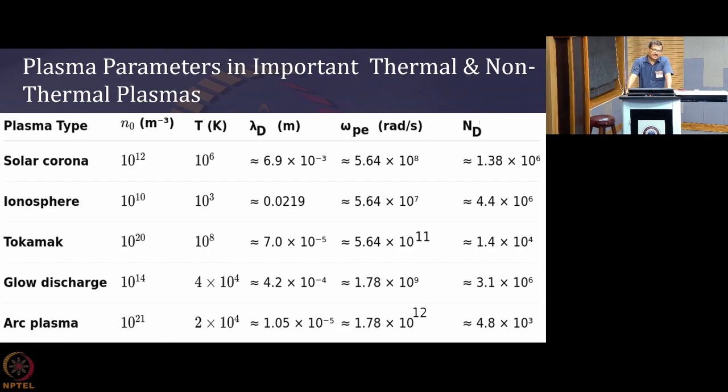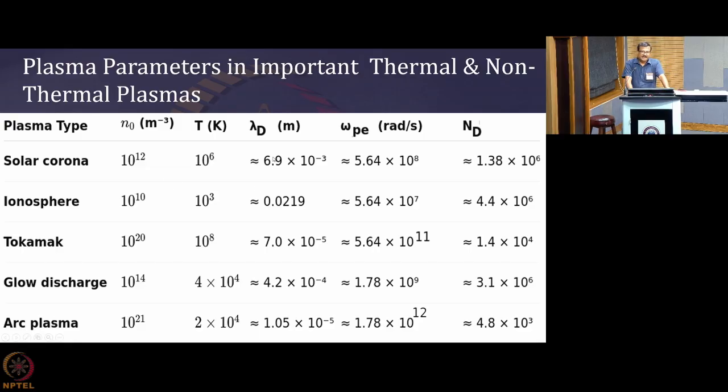Now for arc plasma, because it is a thermal plasma, the electron temperature and ion temperature are all the same. But when you go to lower pressure, then they are not the same.